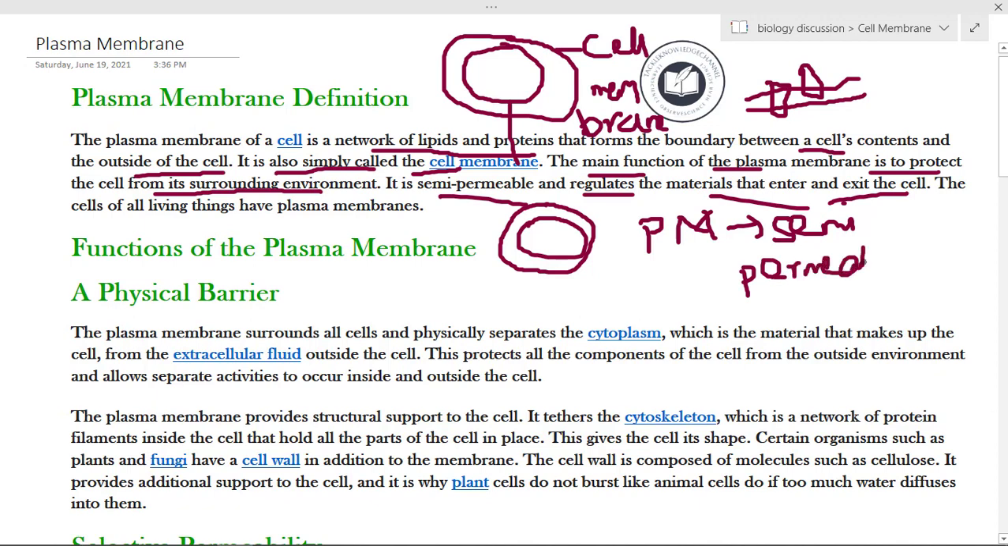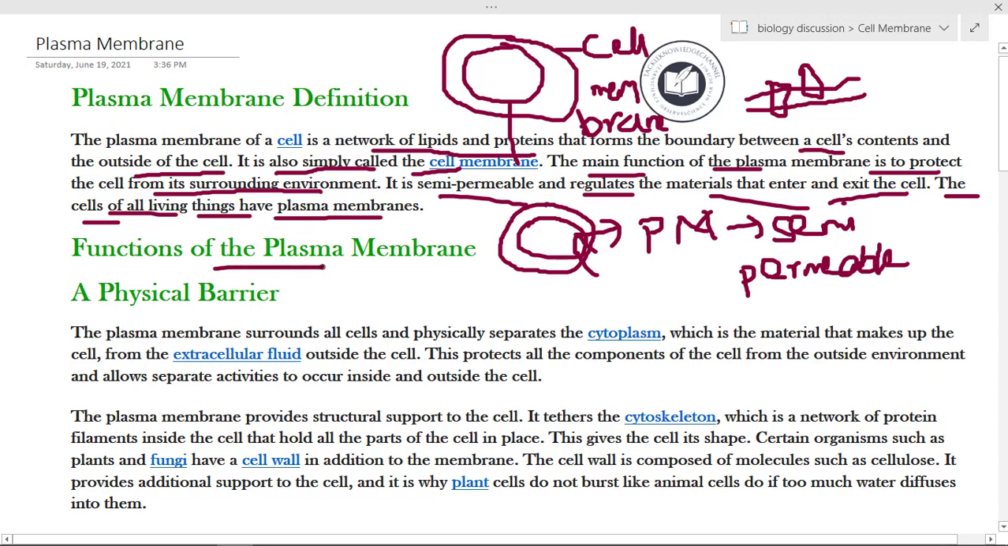The plasma membrane is a semi-permeable membrane and regulates the material that enters and exits the cell. So the materials which are entering the cell and exiting from the cell are regulated by this membrane. Okay, the cells of all living things have a plasma membrane. So the living things which contain cells have plasma membranes.